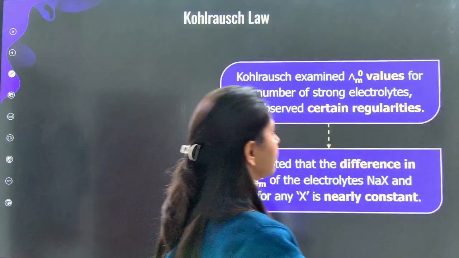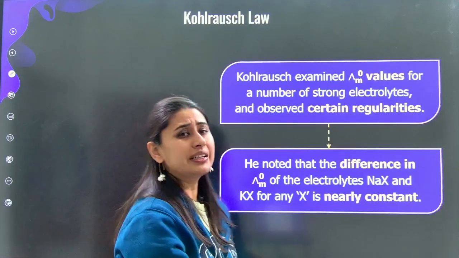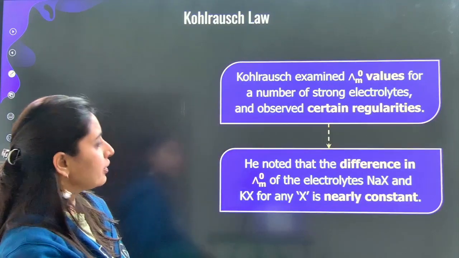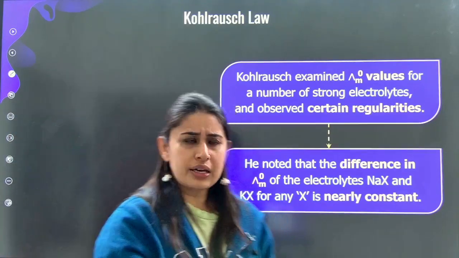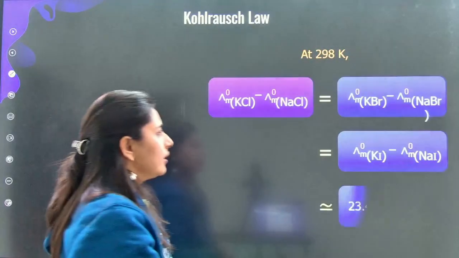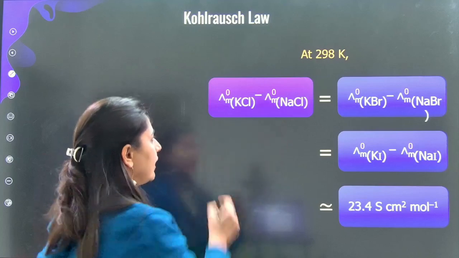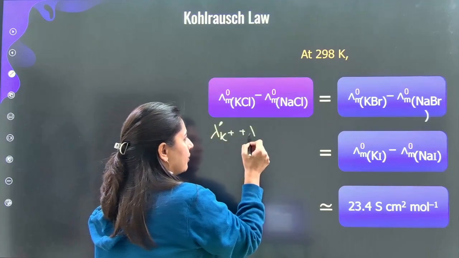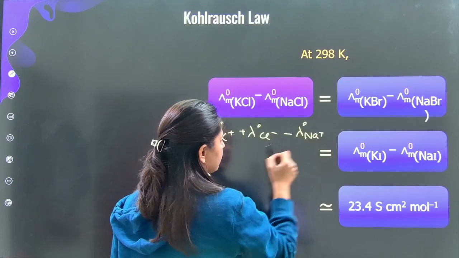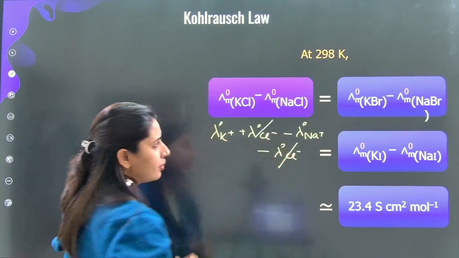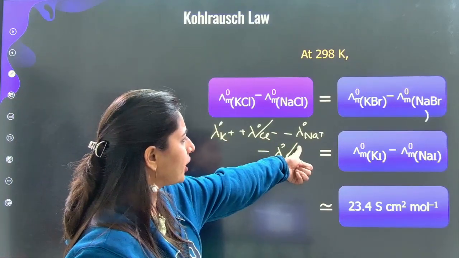Kohlrausch examined the lambda naught m values for a number of strong electrolytes and observed certain regularities. He noted that the difference in lambda naught of the electrolytes of NaX and KX is nearly constant. Now this is interesting. That means there is a way out. If I'm talking about lambda naught of KCl and lambda naught of NaCl, I can write it like this: lambda naught K plus, lambda naught Cl minus, now we are doing subtraction, minus lambda naught Na plus, minus lambda naught Cl minus. This cancels out. So basically you get lambda naught K plus minus lambda naught Na plus.